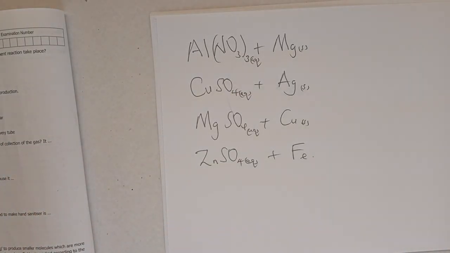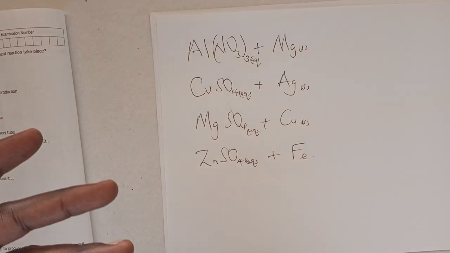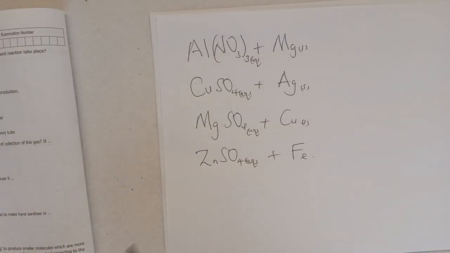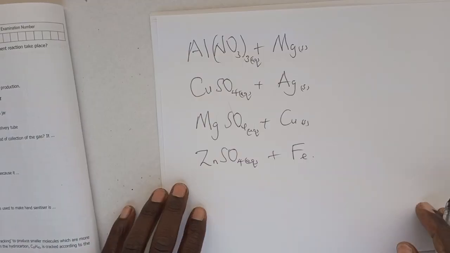symbols that should be ascribed to sulfates. So there are only 3 sulfates that have a state symbol of solid. That's barium sulfate, calcium sulfate, and lead sulfate. The rest of the sulfates, they have a state symbol of aqueous because they are soluble in water.